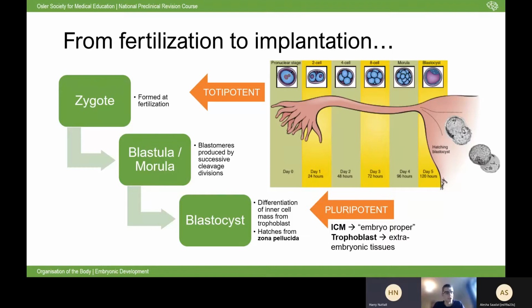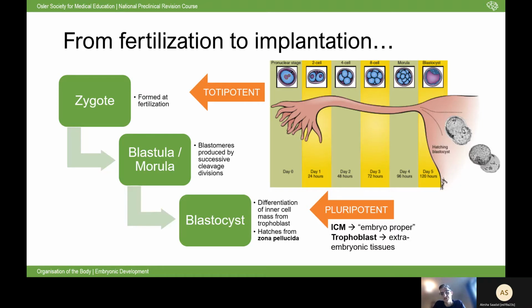Beginning at fertilization, which happens at the fusion of the sperm and the egg to form a zygote. That zygote, that single cell, then undergoes a number of cleavage divisions, which are mitotic divisions without growth, if you like. So it's the same cytoplasm being divided into smaller cells to produce a morula or a blastula. And then that blastula undergoes a process of differentiation where we begin to see a defined inner cell mass, which is distinct from the surrounding trophoblast cells.